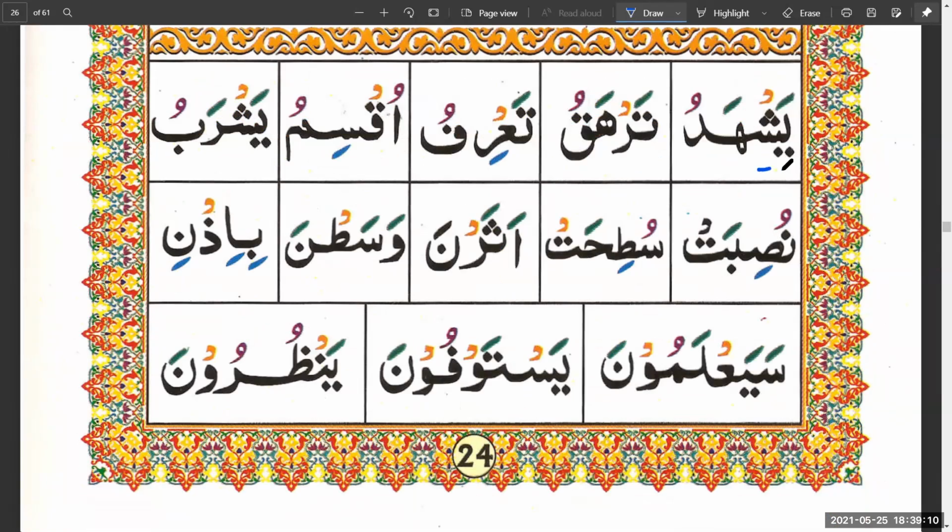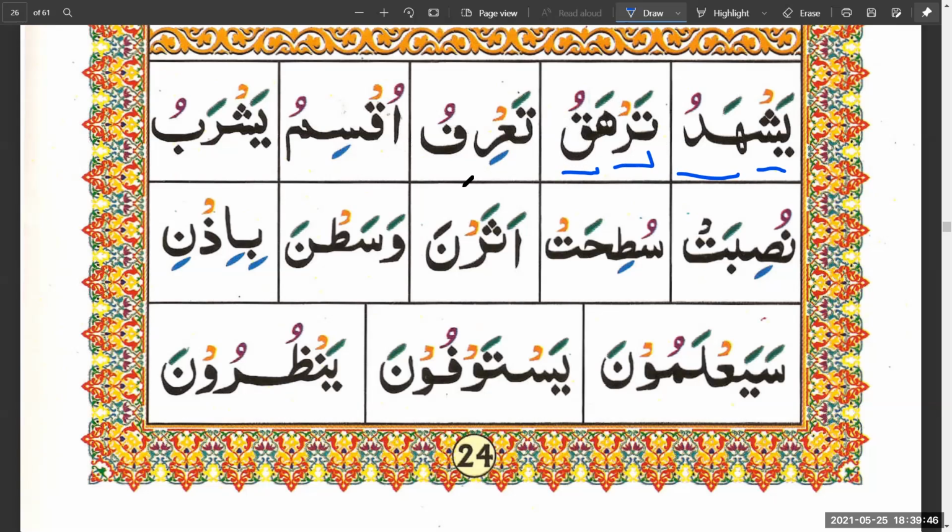So this first one would be ya fatha ya, sheen with a sukoon, yesh. Then we have ha with a fatha, dal with a dhamma, hadu. So yesh, hadu, yesh, hadu. Next one, ta fatha ta, then a ra with a sukoon, tar. Then we have a ha with a fatha, a qaf with a dhamma, haqu. So we have tar, haqu, tar, haqu.